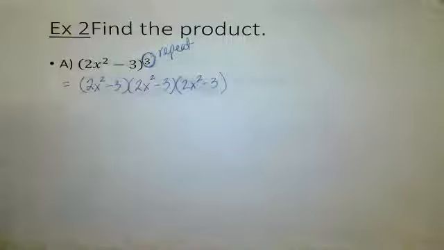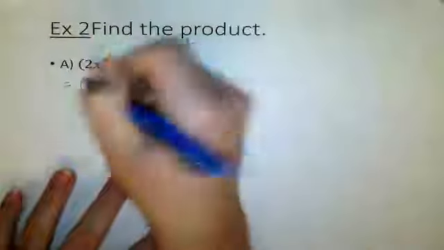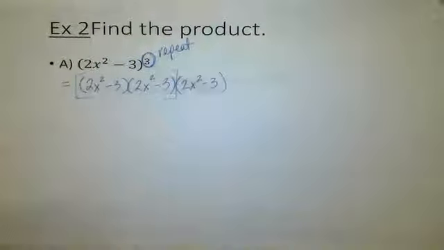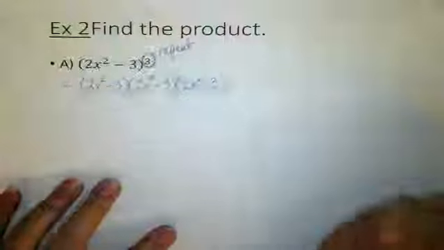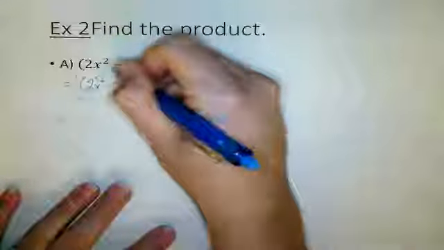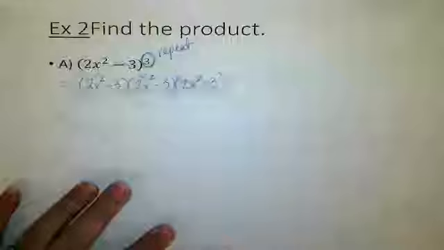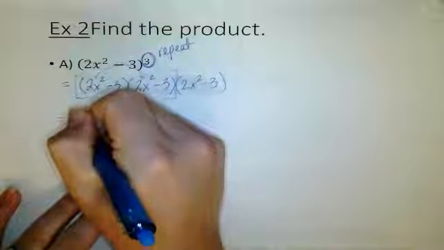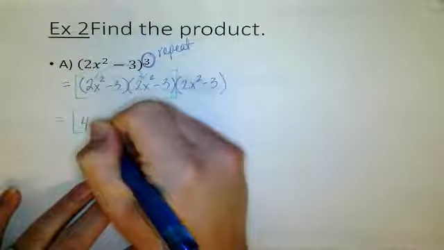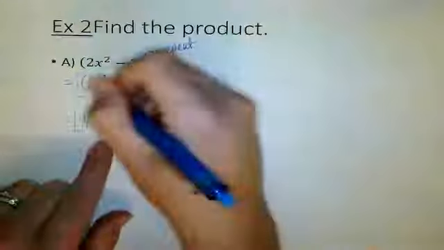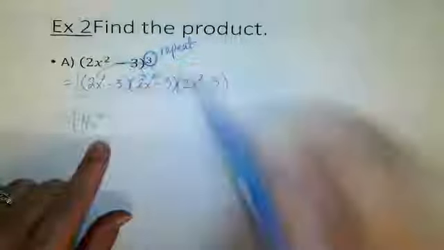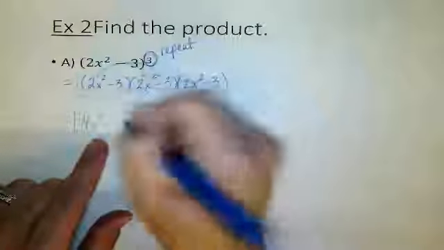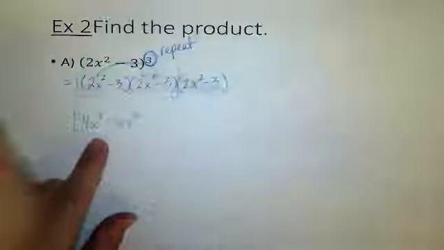What can we do? Multiply 2 of them? Sure. So we're going to take 2 of them and work that product first. Okay, so I'm going to go ahead and just distribute. What's 2x squared times 2x squared? 4x to the 4th. Good. 2 times 2 is 4, and x squared times x squared is x to the 4th. And then we have 2x squared times negative 3. Negative 6x squared. Very good.